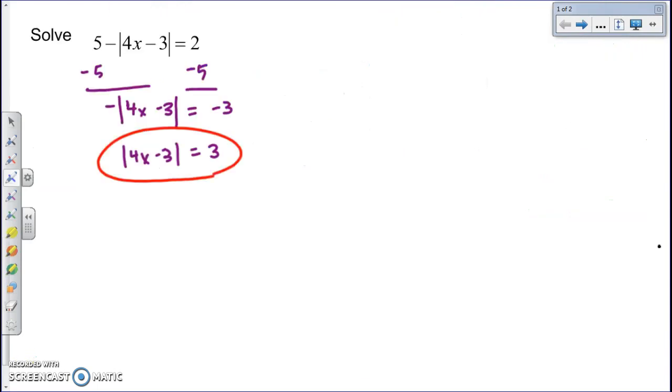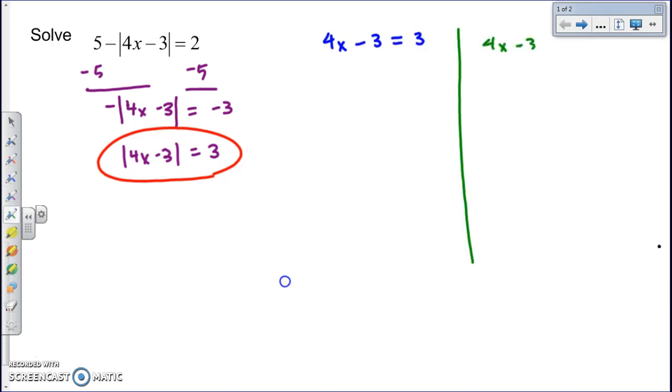So you can see I have isolated the absolute value bars. I first got rid of the 5 by subtracting it from both sides, and then divided the entire equation by negative 1. So this is a positive absolute value bars equals positive 3. Take your algebraic expression within the absolute value bars and set them equal to the positive 3 and also to negative 3 and solve for x.